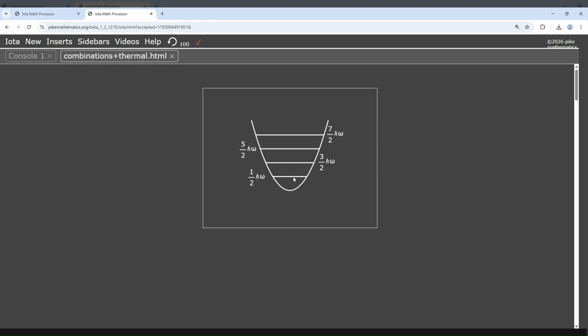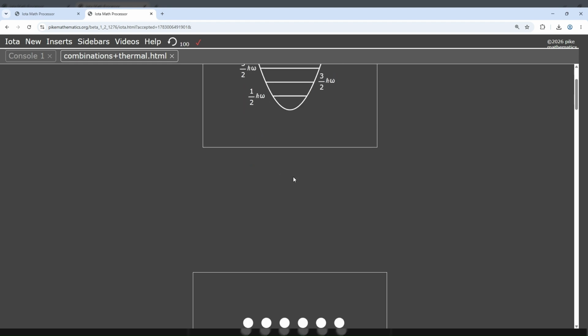A real world example would be carbon in a diamond crystal. The carbon atom itself isn't the oscillator, but rather each carbon atom would have three oscillators associated with it, one for each direction that it can independently vibrate.